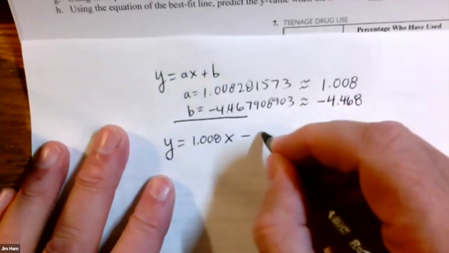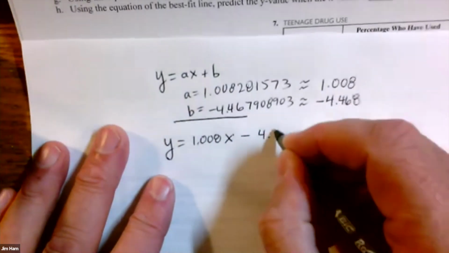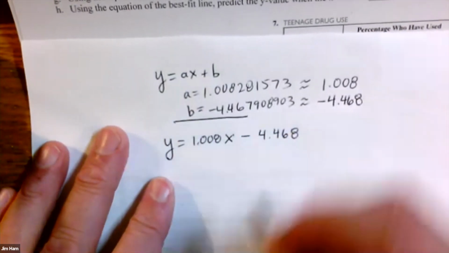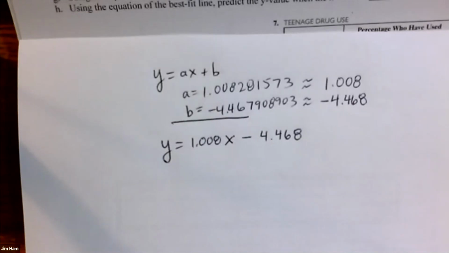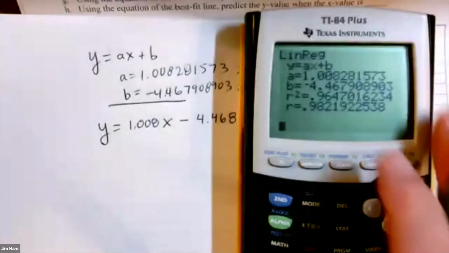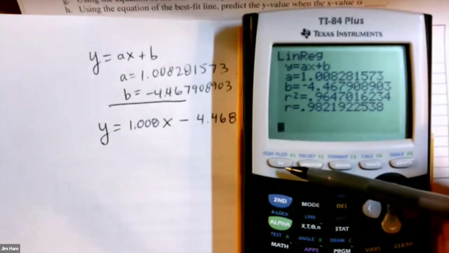Well, b is a negative, so I'm just going to write minus 4.468. So this is the mathematical best line of best fit. You can't find a line that fits those points better than this. Okay, now let's go back to y equals.